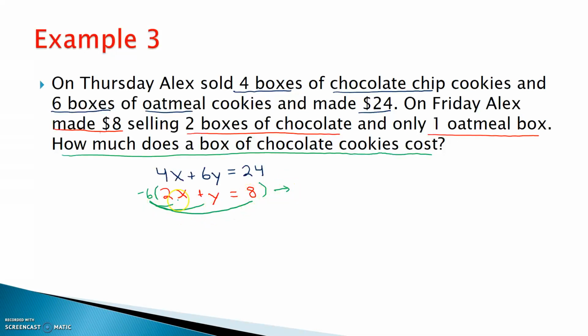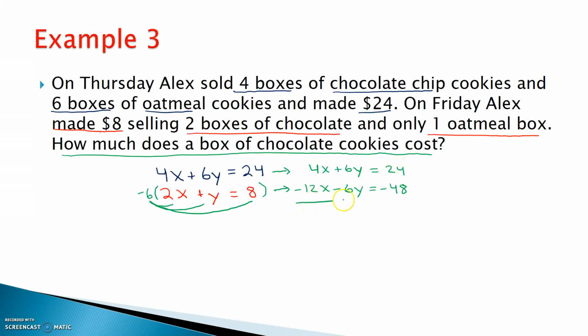When I give this guy a makeover, I get negative 6 times 2 is negative 12x. Negative 6 times y is negative 6y. Negative 6 times 8 is negative 48. All right, let me copy over the first one. Again, that one didn't change. I still have the 4x. I still have that positive 6y, and it's equal to 24.